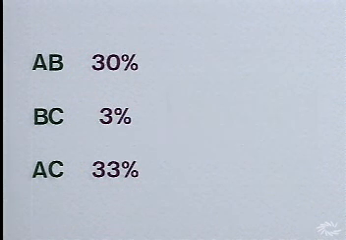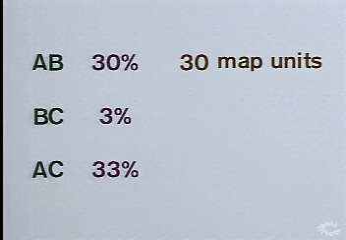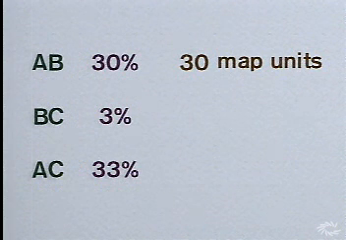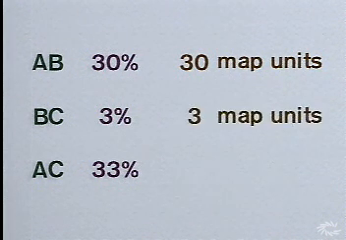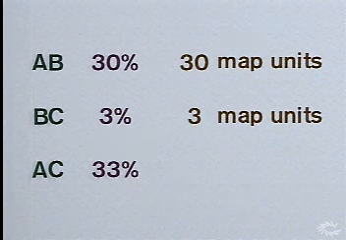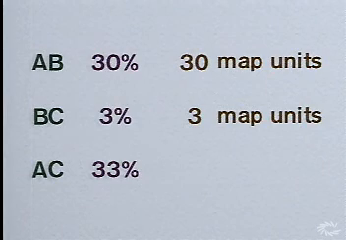According to Sturtevant, if genes A and B cross over 30% of the time, they're 30 map units apart. B and C cross over 3% of the time, so they're 3 map units apart. We can quickly see that A and B are far apart, and B and C are close together.